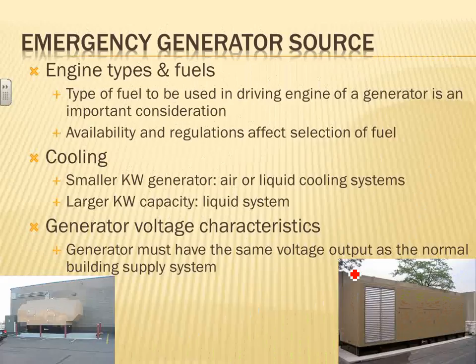Engine type and fuel is very, very important, guys, with the EPA regulations and the survivability. For example, the gas line might not qualify as another source of power for your emergency generator. You might have to have a diesel, because any interruption in the gas line could lose the second source of power. So the type of fuel that drives the generator engine is a very important consideration. Availability and regulations affect selection of fuel, as in gas or diesel. Typically, diesel is, for the most part, common for emergency generators. I will leave the fuel to the expert, but diesel is common. Natural gas is another source too.